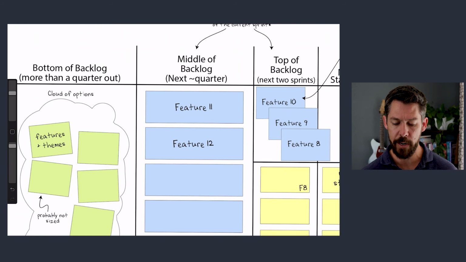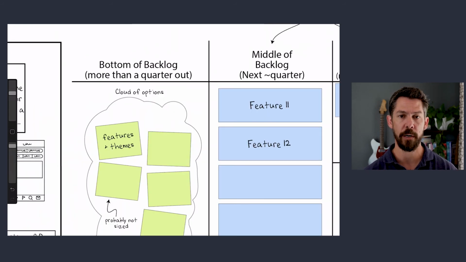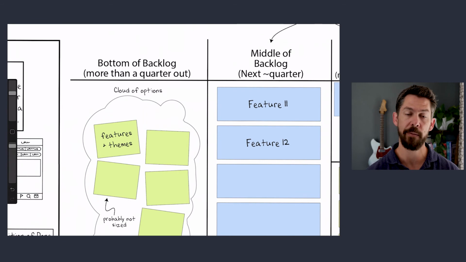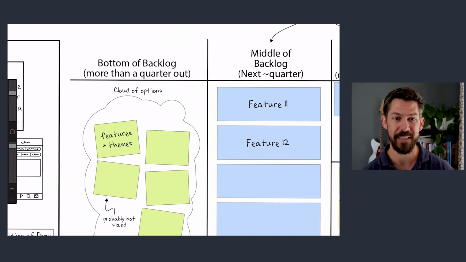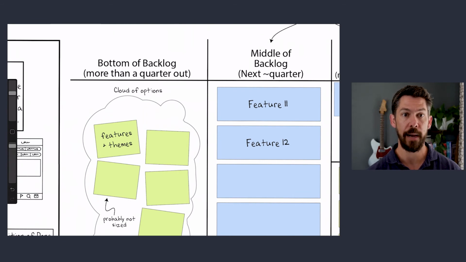Finally, bottom of the backlog, things more than a quarter out. Over here, we're doing more strategic work, thinking about big strategic steps and vision and what options we should be pursuing. These are much bigger and more vague even than features because it makes sense to do strategic thinking at a high level and preserve your options.